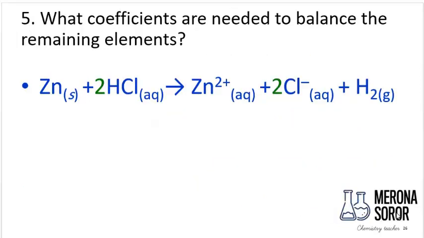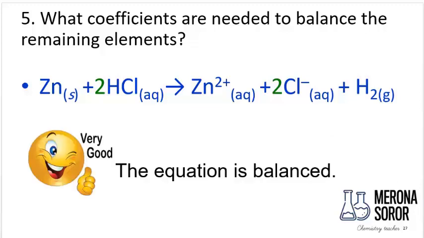What coefficients are needed to balance the remaining element? We added the coefficient 2 for HCl to equalize the number of electrons gained by hydrogen to change into hydrogen gas. So the same coefficient must be added in front of chloride to equalize the number of atoms of chlorine in reactants and products. Very good. The equation now is balanced.